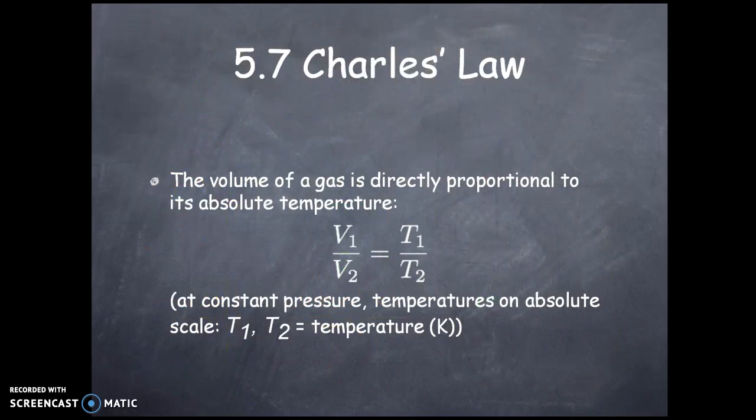Charles' law states that the volume of a gas is directly proportional to its absolute temperature. When we say absolute temperature, we are not talking about the temperature in degrees Celsius or degrees Fahrenheit. We are talking about the temperature in degrees Kelvin. So the volume is directly proportional to temperature. It means as you increase the temperature, the volume increases. As you decrease the temperature, it compresses.